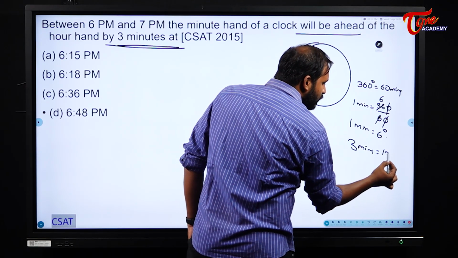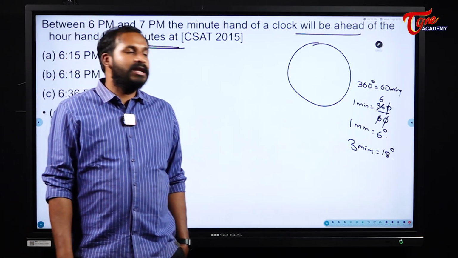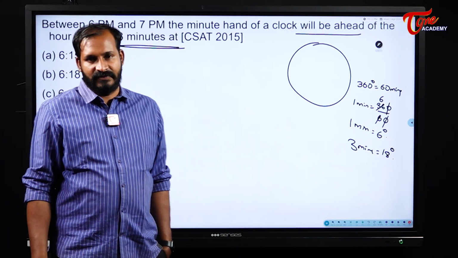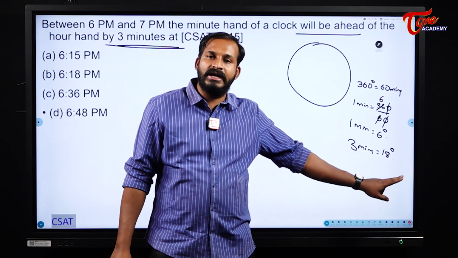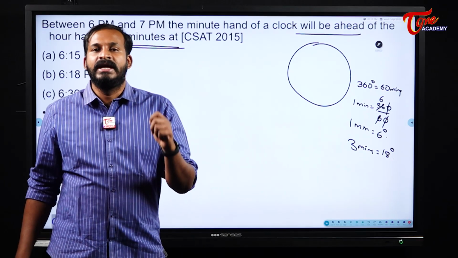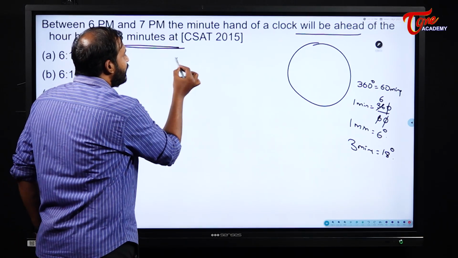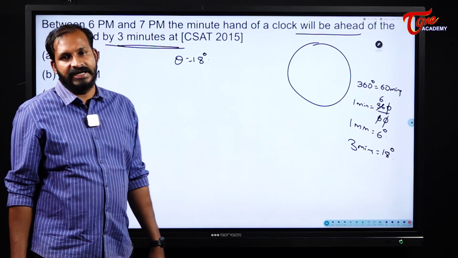Already I told you, apart from 0 degrees and 180 degrees, all the remaining angles will occur twice in every 1 hour. That means here indirectly what they are telling us is that the angle between two hands of the clock is 18 degrees. So here theta is equal to 18 degrees.